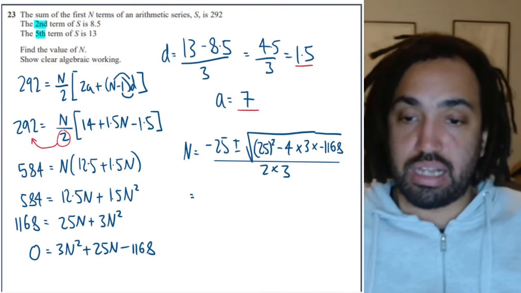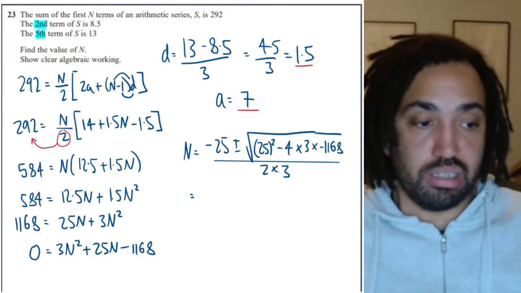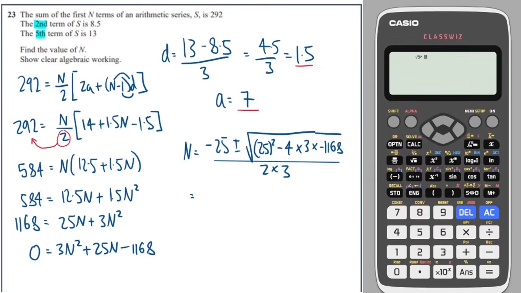Great. And I'm going to go to my calculator, and I might just cheat here just to save a little bit of time and go to equation, polynomial, degree 2, and just type in 3, 25 and minus 1168, and I get n equals 16. Perfect. The other one's negative and not a whole number, so it can't possibly be the position in the sequence. So n equals 16 is my correct answer.